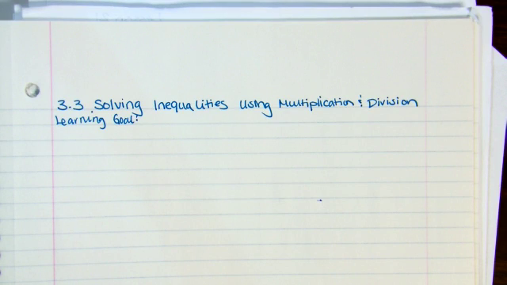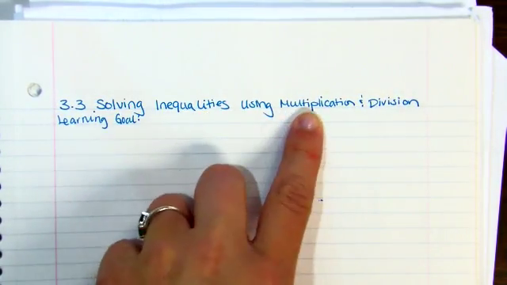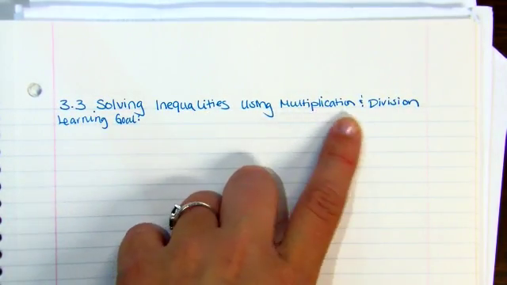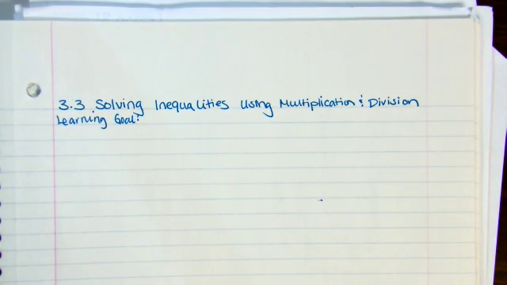Similar to how 3.2 was inequalities and subtraction, which use the same strategies as solving equations, 3.3 is the same, where we're just solving using multiplication and division, but there is one little trick. So we need to go through this.